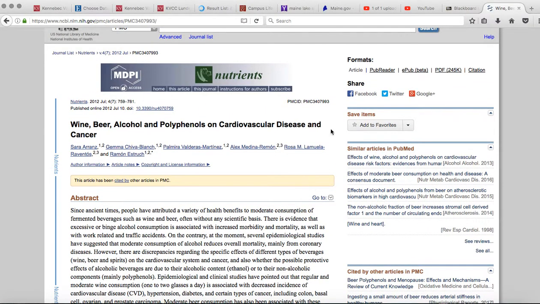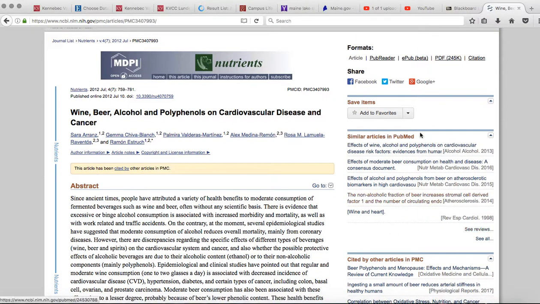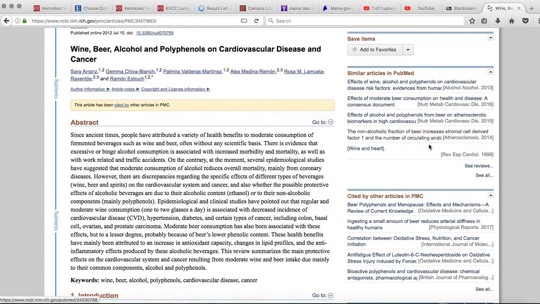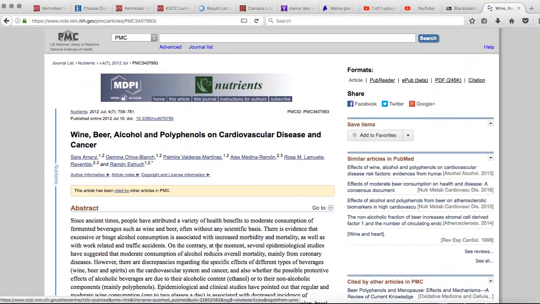You can also click on the authors if you want to find out more about them, where they work, other things that they've published. PubMed does a really nice job of showing you similar articles, and you can see where they're published and those types of things. Again, take note of where these things are published. This was published in the journal Nutrients. So you may find, for instance, if that's something that you're really interested in, you could click on that.